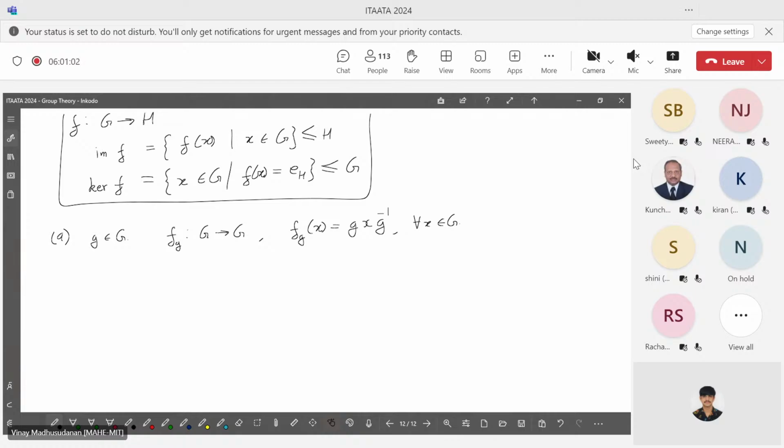It's a mapping from G to G. Is it an endomorphism? Is it a homomorphism? Again, this is somewhat well known to do. Okay? Maybe we will do it. It's the more interesting second part.